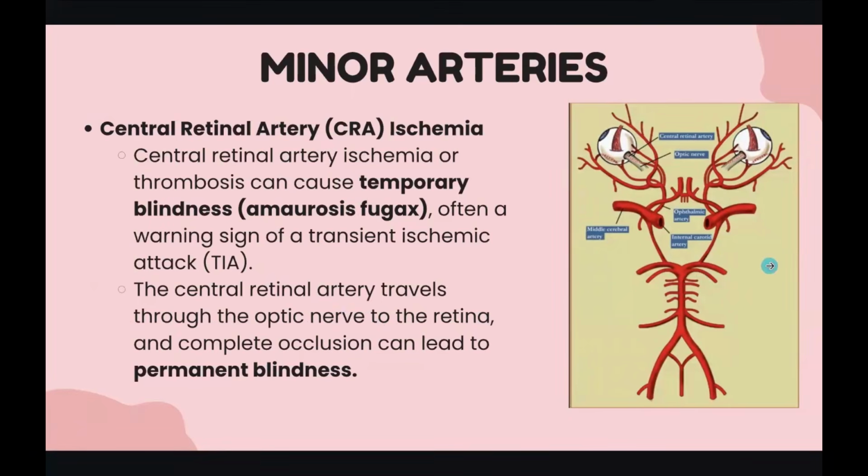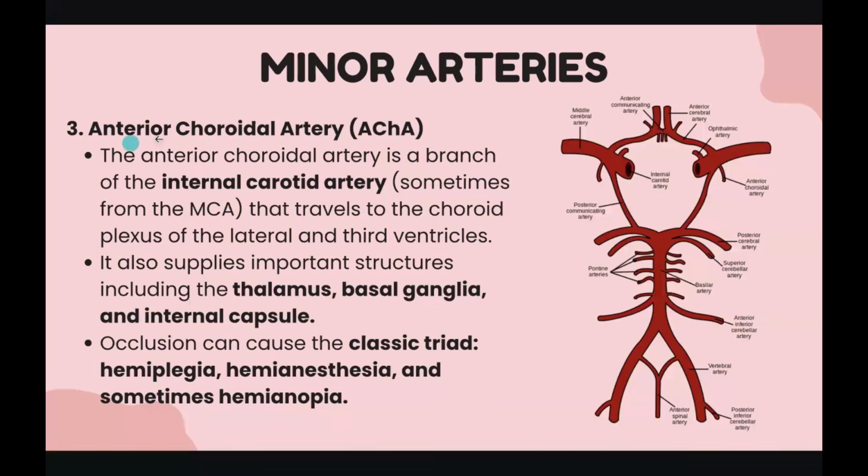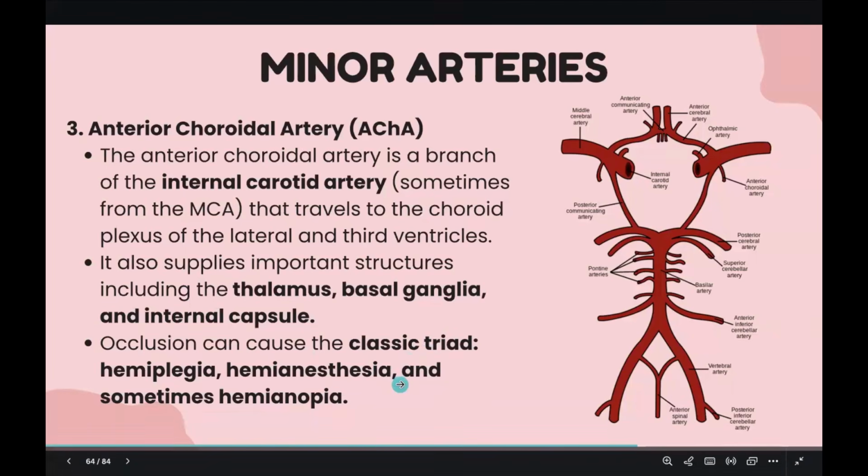All right? The third minor artery is the anterior choroidal artery. It is a branch of the internal carotid artery that sometimes comes from the middle cerebral artery, and that travels to the choroid plexus of the lateral and third ventricle. It supplies important structures such as the thalamus, the basal ganglia, and the internal capsule. And any occlusion can cause the classic triad of hemiplegia, hemianesthesia, and sometimes hemianopia. All right? So it affects the motor, the sensory, and the visual function. All right?